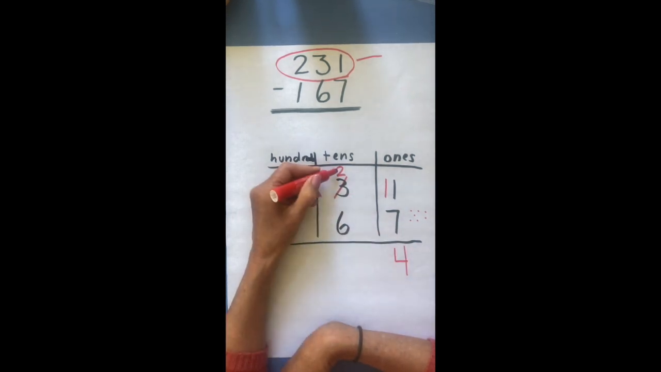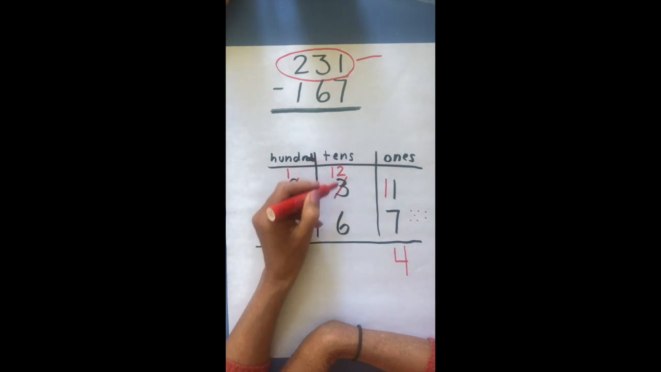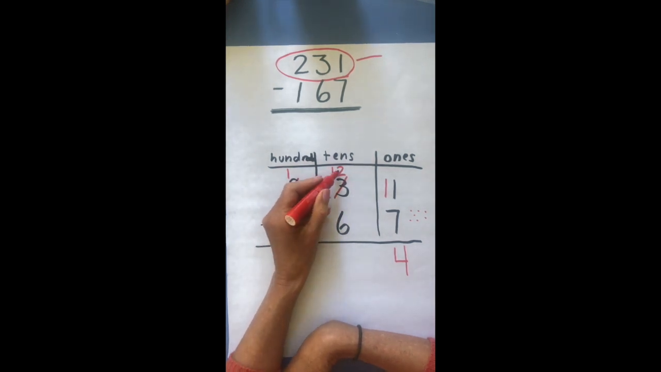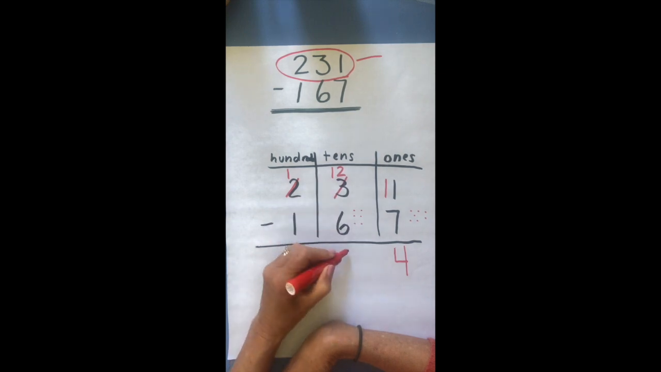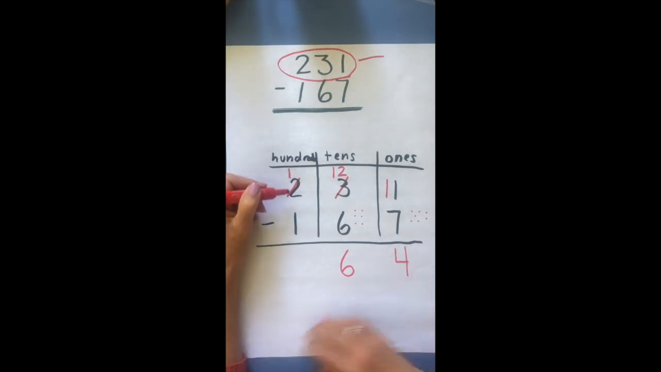Now I'm going to go to the tens house. I have 2 10s. Can I take away 6? No, I need to borrow. So I'm going to go next door and grab 10 more. So now I have 12 10s, and I'm going to take away 6. So I go 12, 11, 10, 9, 8, 7, 6. So I have 6. And then I have 1, and I take away 1, and I've got 0.